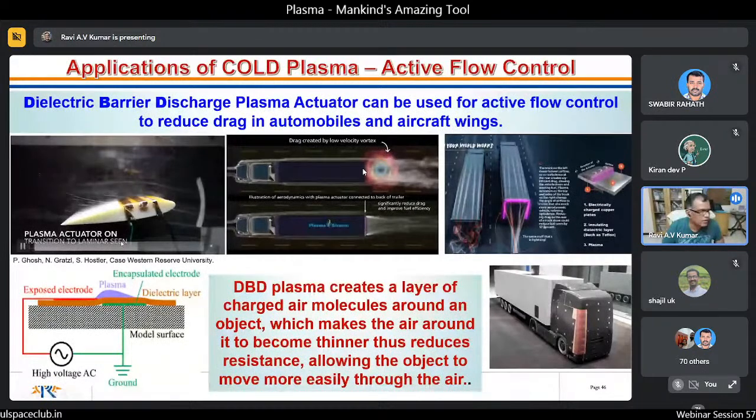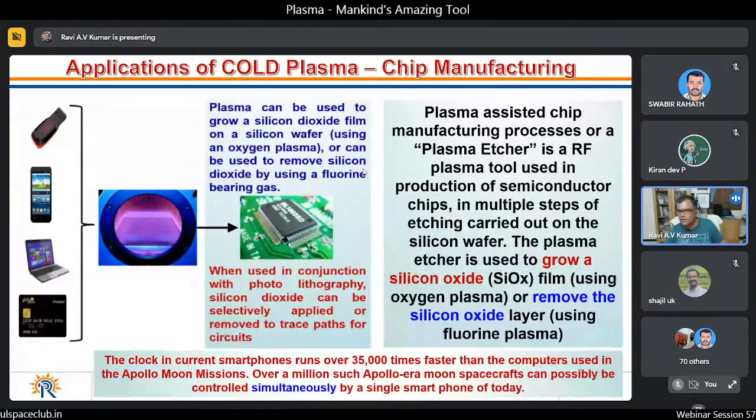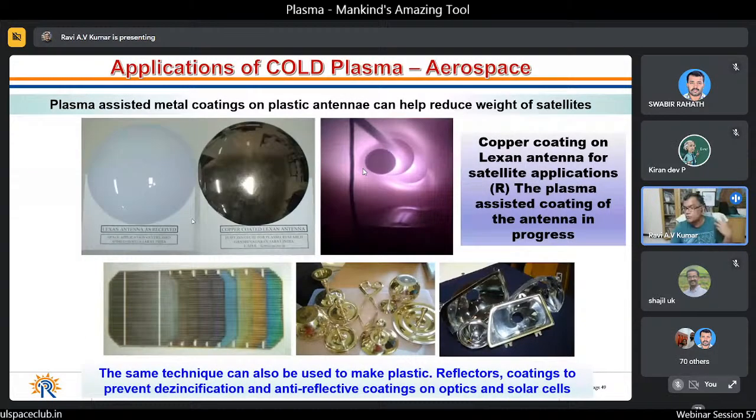But the moment plasma is on, the plasma surface, you can see, is perfectly non-turbulent. All this plasma, you can push a 10-kilo ball on top. So that is kind of thrust. The clock and currents by electromagnetic waves. But if you carry a metallic antenna, that becomes very heavy. So you can actually use a plastic antenna, and then you coat it with metal using plasma.